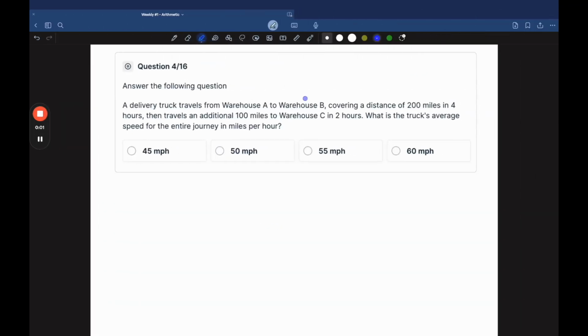Question 4. Step 1. Identify the problem. A delivery truck travels from warehouse A to warehouse B, covering a distance of 200 miles in 4 hours, then travels an additional 100 miles to warehouse C in 2 hours. We need to find the truck's average speed for the entire journey in miles per hour.